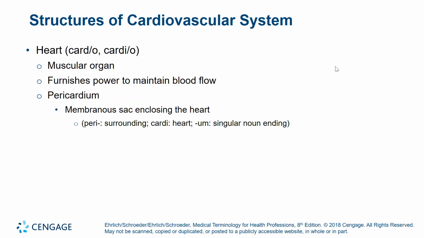Next, we have the heart. You can see the two combining forms for heart are cardo and cardio. It is a muscular organ. It furnishes power to maintain blood flow. And then we have the pericardium, which is a membranous sac enclosing the heart.